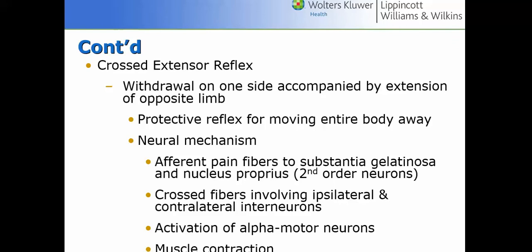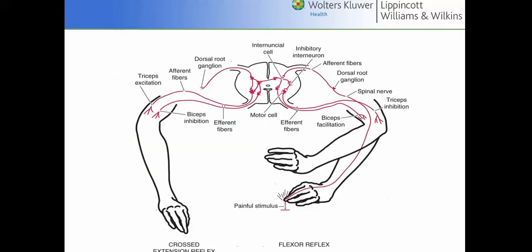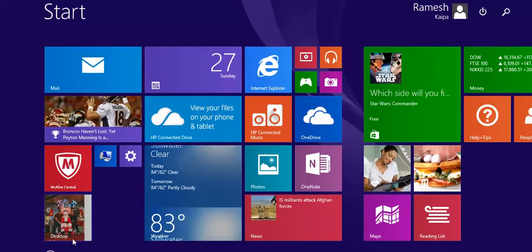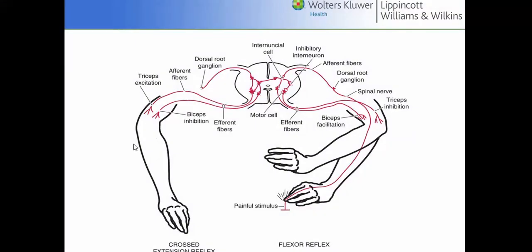Next is the crossed extensor reflex, which is withdrawal on one side accompanied by extension of the opposite limb. So it's a protective reflex for moving the entire body away. You not only withdraw on one side, it is also accompanied by extension of the opposite limb. So here you withdraw, and this limb extends.